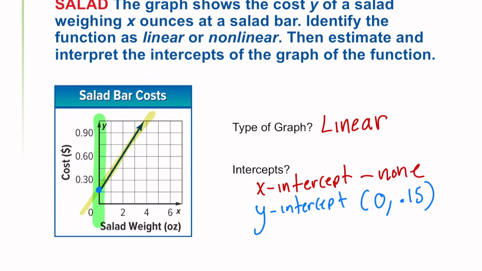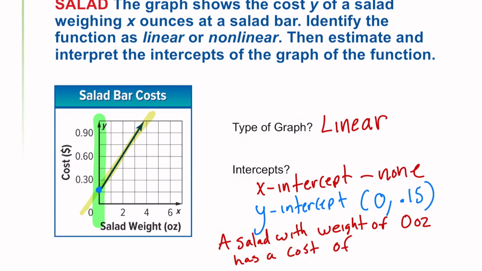So what exactly does this y-intercept mean? Well, it means that if I buy a salad that is not even 1 ounce, I still have to pay 15 cents. So that's how we're going to interpret the y-intercept. Every time you buy a salad that's 0 ounces, you're going to be paying 15 cents.